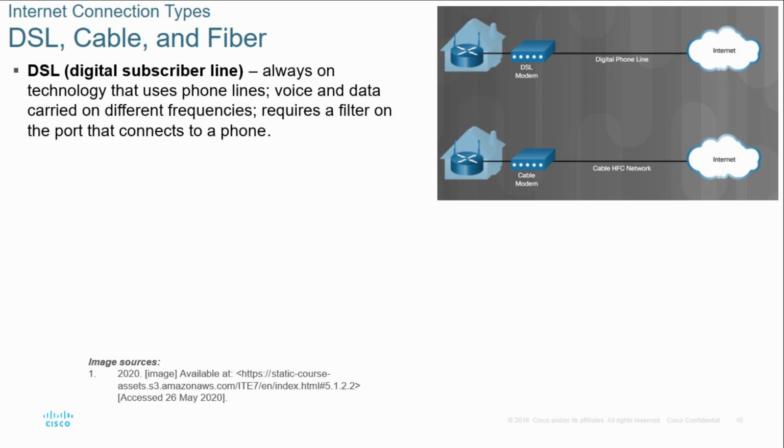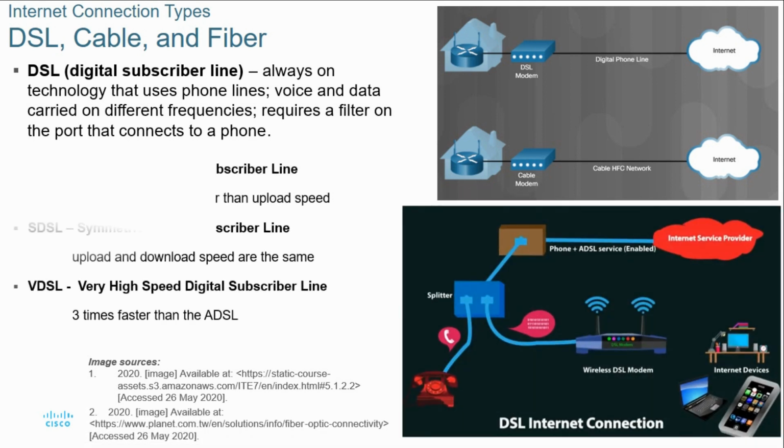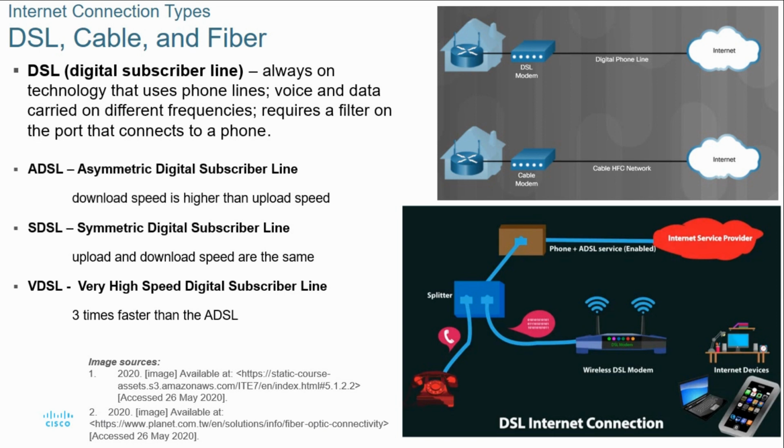There are different types of DSL. We do have an ADSL, or the asymmetric digital subscriber line, which is what we usually have at home. With ADSL, the downloading speed is higher than the uploading speed. Next, we have the SDSL, or the symmetric digital subscriber line. Here, both the upload and download speed are the same. This is typically used in businesses.